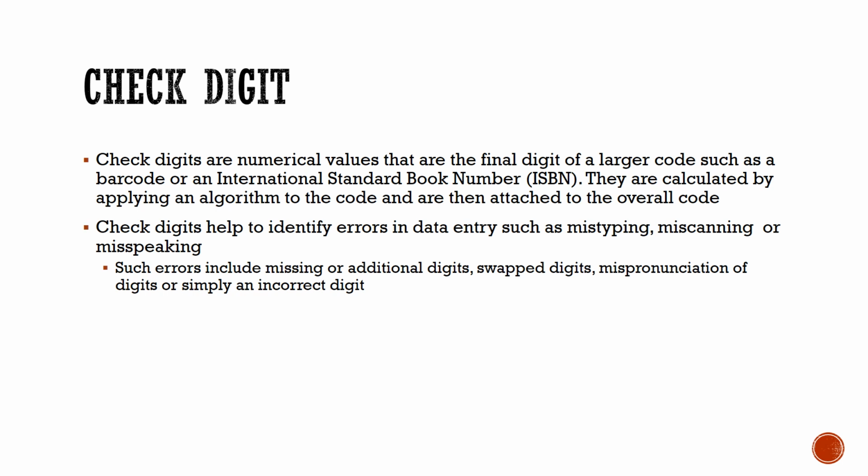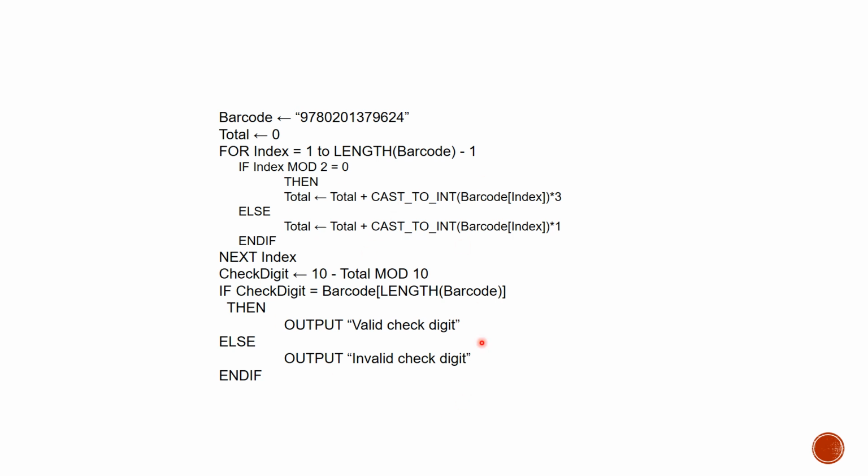Next is check digit. Check digits are numerical values that are the final digit of a larger code. We have already talked about check digits in my previous chapters, chapter number 3 and chapter number 1, and it's basically on a barcode. They are calculated by applying an algorithm to the code and then attached to the overall code. Check digits help to identify errors in data entry such as mistyping, misscanning, or mis-speaking. Such errors include missing or additional digits, swapping digits, or mispronunciation of digits. So this is the pseudocode of check digit.